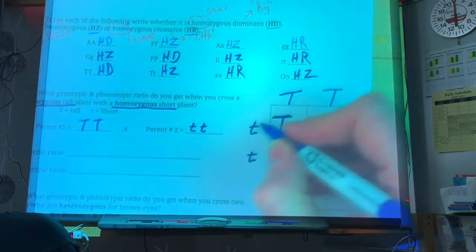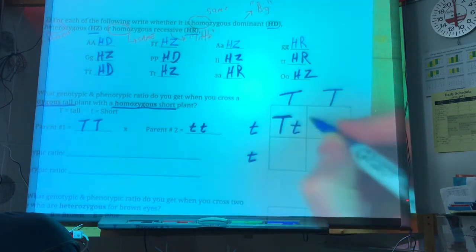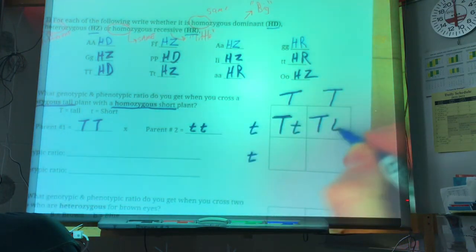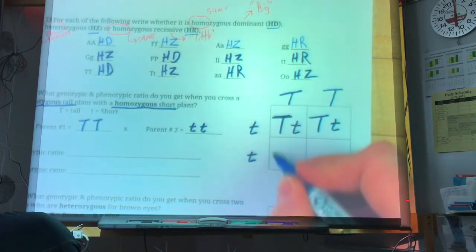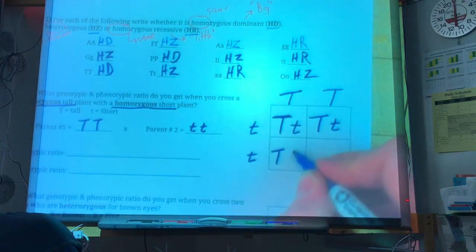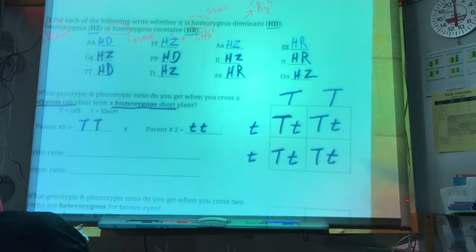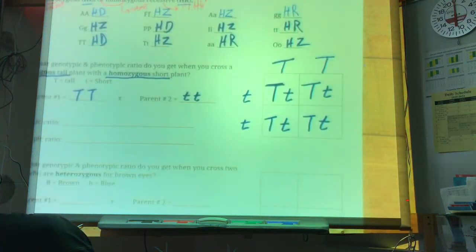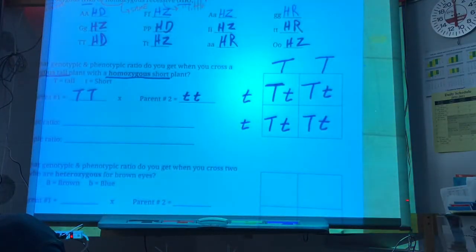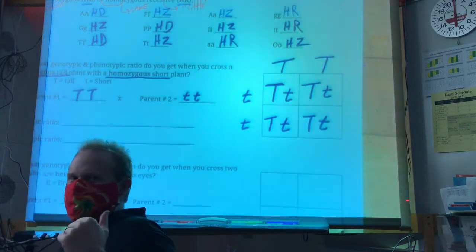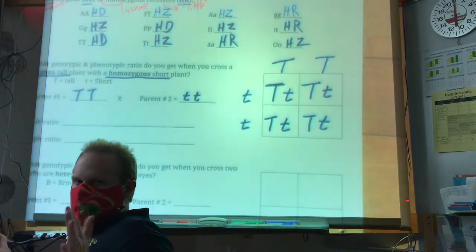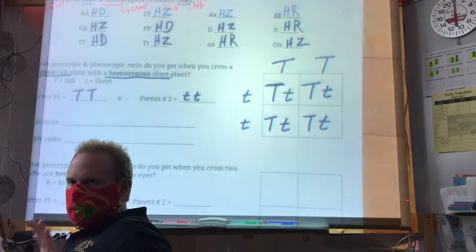We drop the big T, we drag the little t. The big T comes down, the little t comes over, the big T comes down, the little t comes over. Seventh grade, you guys did Punnett squares in seventh grade, right? So hopefully this part isn't too foreign.